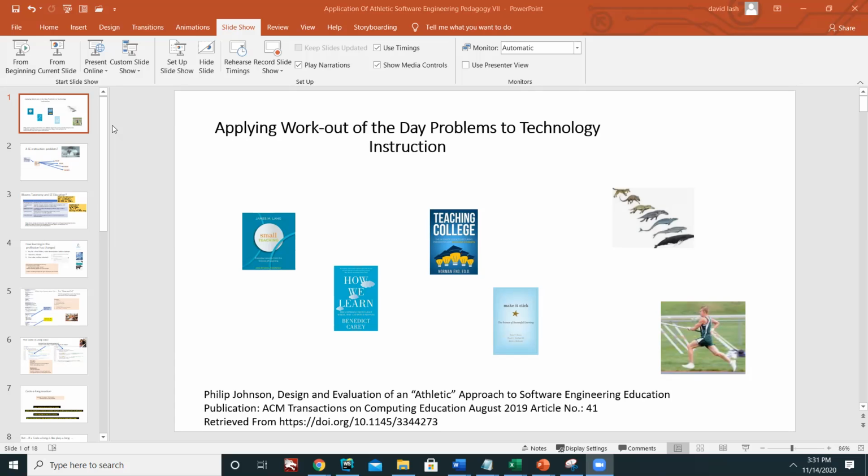This summer I came across a paper by Philip Johnson out of University of Hawaii. He talks about this athletic approach to software engineering education. So I'm like, what am I doing? And by the way, it hit right in the middle of the summer. I didn't have time to really fold it in yet. So how can I evolve a little more towards some of his ideas? So let me describe the path a little bit.